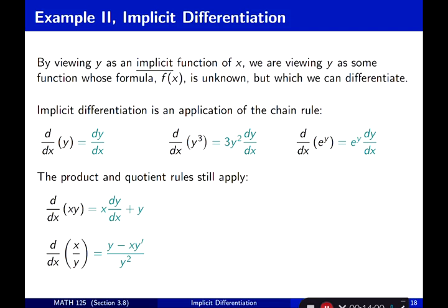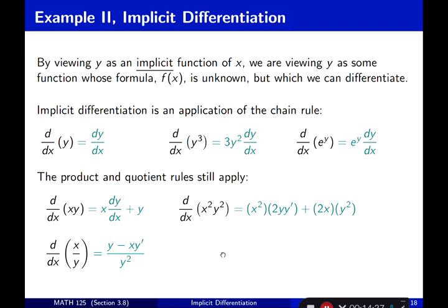What about the quotient rule? The quotient rule again applies. The derivative with respect to x of x over y is going to be the derivative of the top, which is 1, times the bottom, which is y, minus the high, which is x, times the derivative of the bottom, which is dy dx, or y prime again, divided by y to the power 2, which is the denominator.